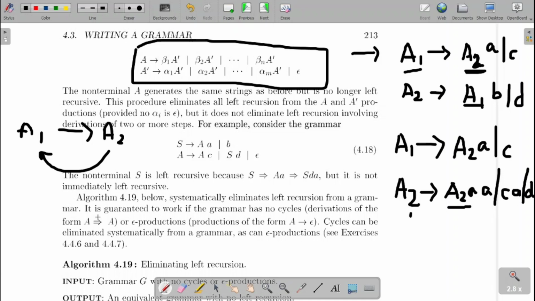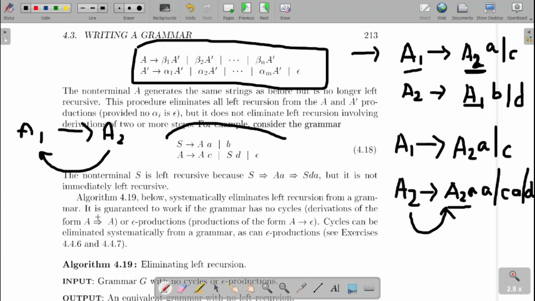Now when I see this, I get the left recursion. How did I get that left recursion? By substituting. I will get the left recursion over there. Fine, the same mechanism is needed in this example.